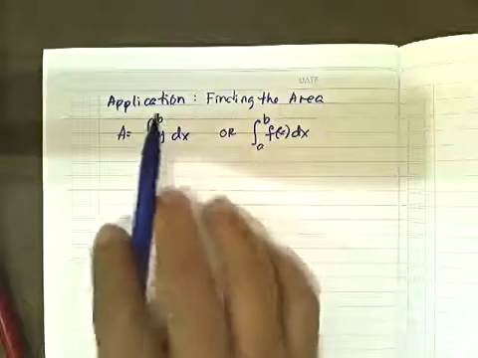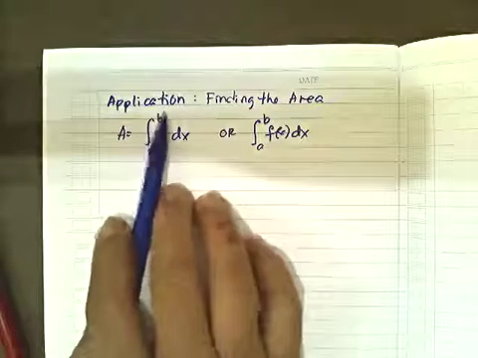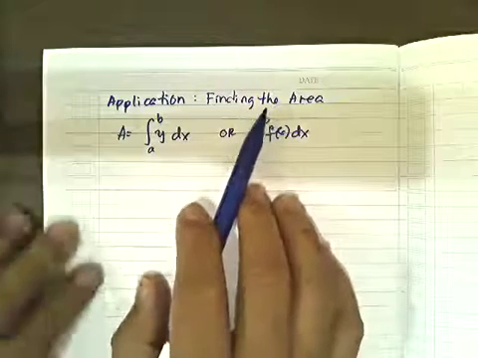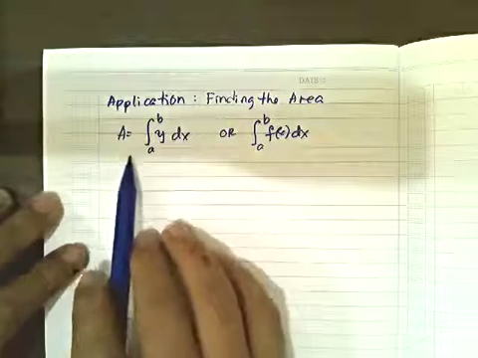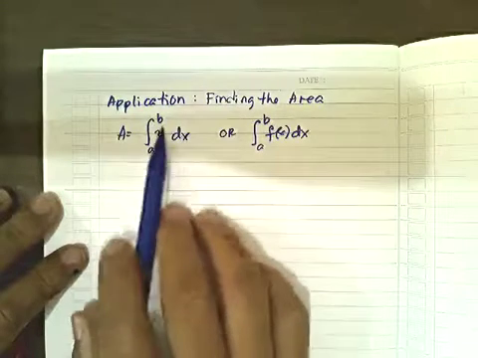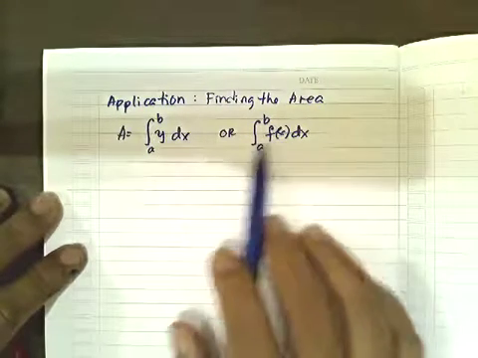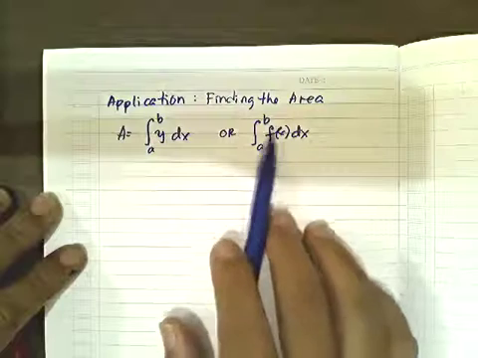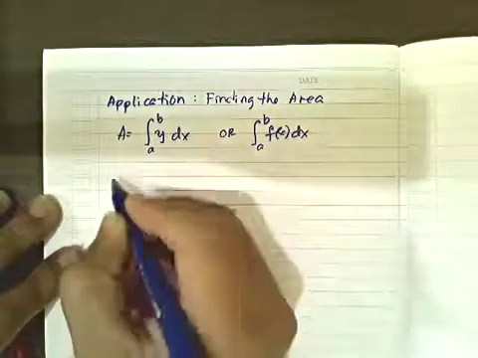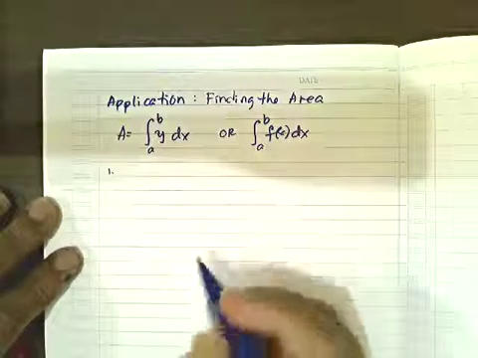In this video, we're going to discuss the first application of integration, which is finding the area under the curve. The formula for the area is equal to the integral of y dx from a to b, or the integral of f of x dx from a to b. The y and f of x are just the same. So let's try to have an example number 1.